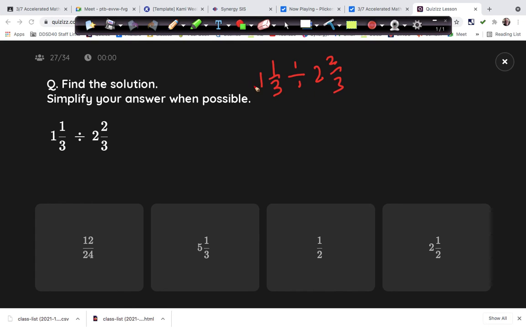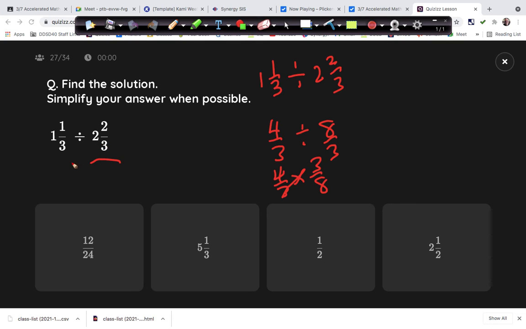So we could go through all the steps of changing it into an improper fraction. 4/3 divided by, looks like 8/3. And then we could do 4/3 times 3/8. But I want to talk about a little test-taking strategy here. This is 1 1/3 divided by 2 2/3.